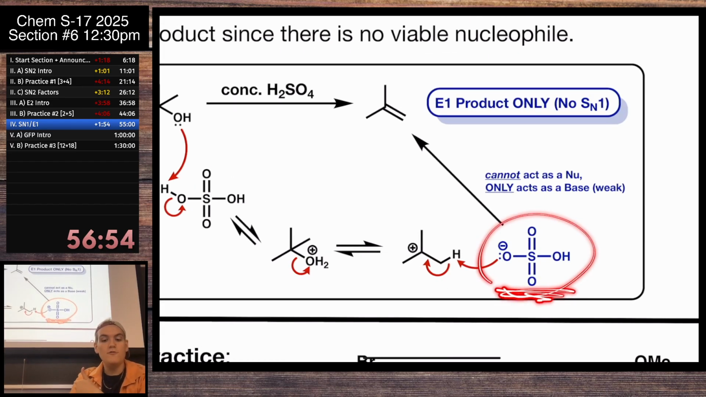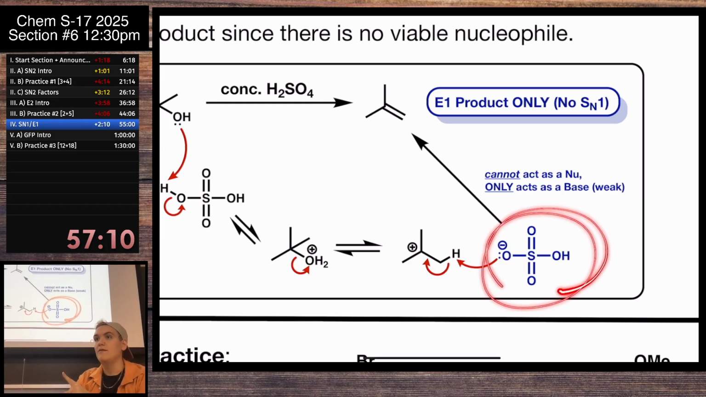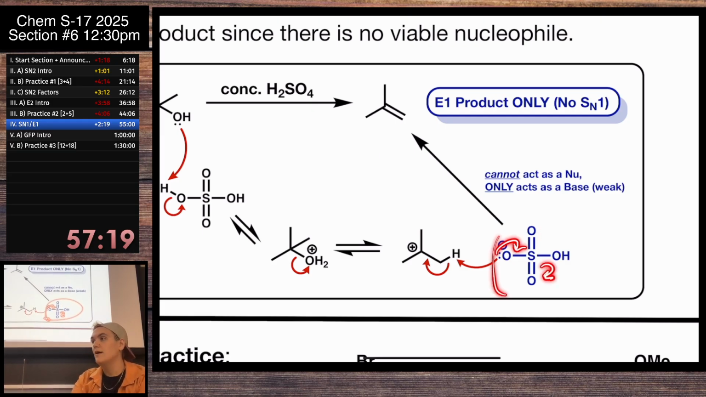Now, sulfuric acid, strong or weak? Strong acid, so its conjugate base is? Weak. So in terms of being a base for this reaction, it's not very good. It's a weak base. But it will never act as a nucleophile, and it's because it has a lot of resonance. There's some complicated baggage going on here. So it just won't act as a nucleophile. It's only a base, even if it's a weak base.